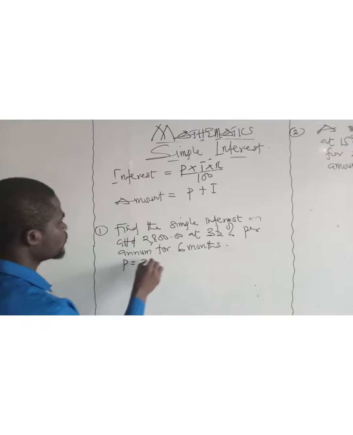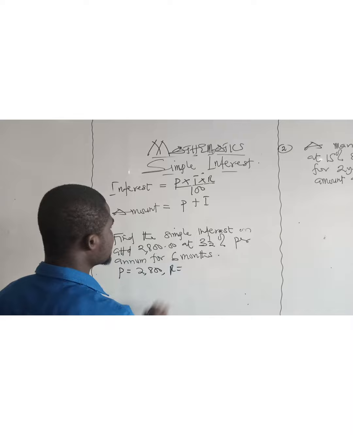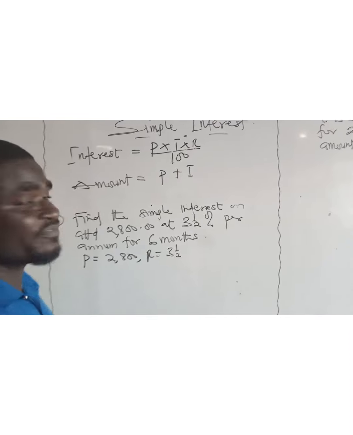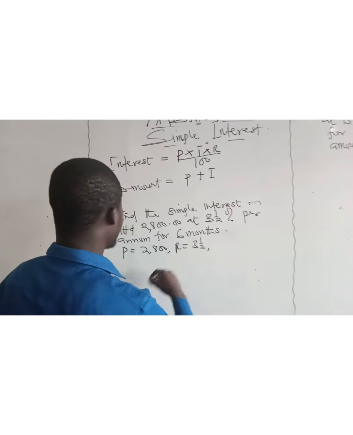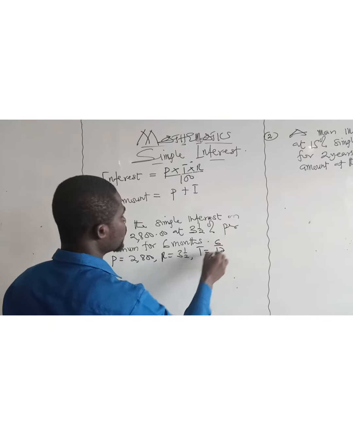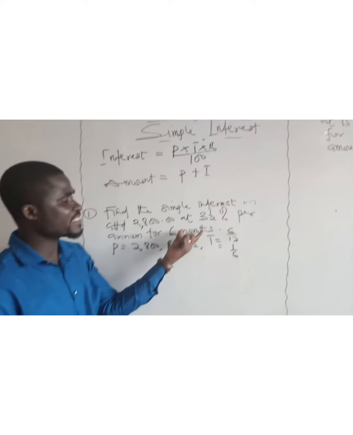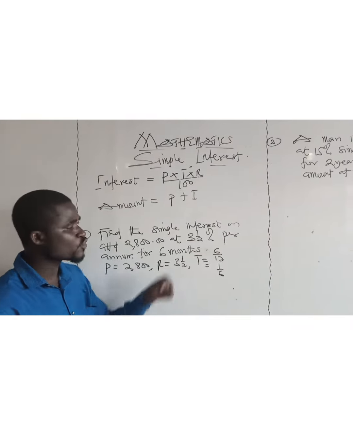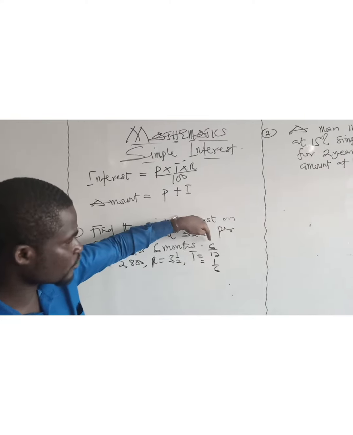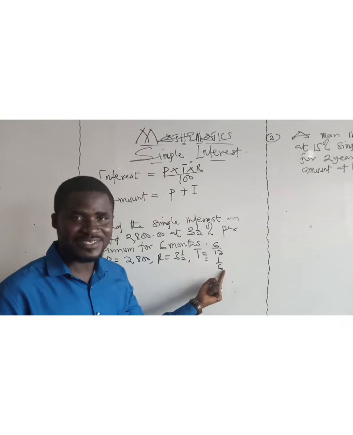Principal is equal to 2,800. We have our rate. R is equal to 3.5%, or 3.5. Then we have our time. Time is equal to 6 over 12, which will give us 1 out of 6, because we are converting the 6 months into years. So 12 months will give us a year. So that's why we divided 6 out of 12 to have 1 out of 6.